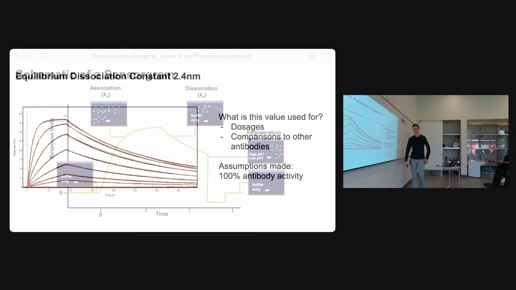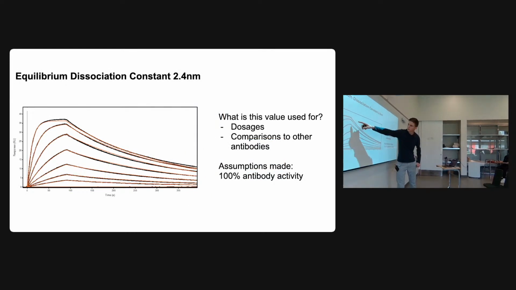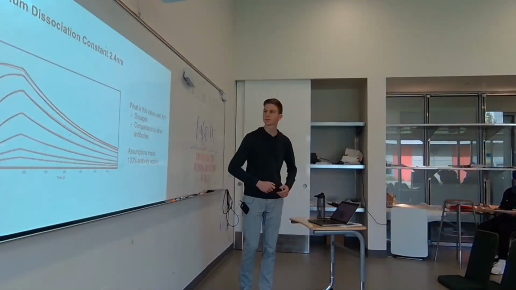So this is an example of a sensorgram. You can see you have the association curves and the dissociation curve. When you fit this in a program, the program is called Scrubber for anyone who's interested. It's not necessarily important, but it's kind of cool. By the way, their logo is a rubber duck, which I think is hilarious.